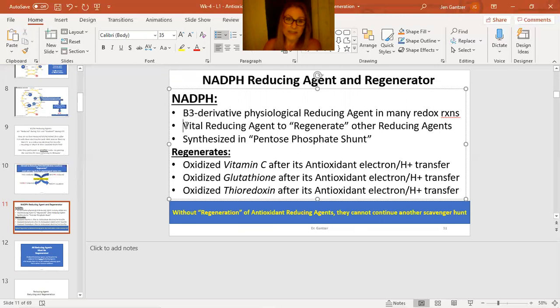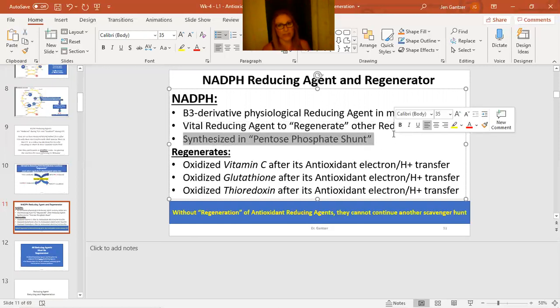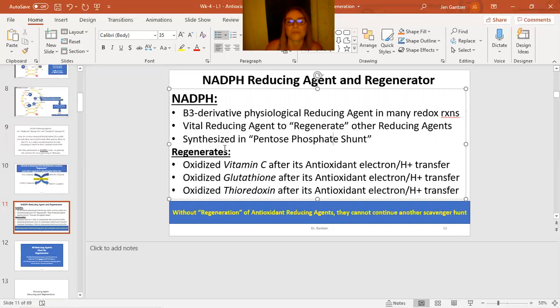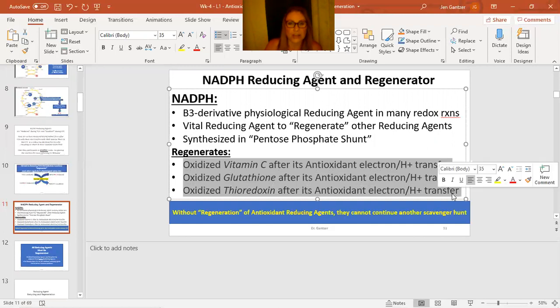Okay, we want to recognize that not only can it regenerate other reducing agents as a reducing agent, it recycles the other reducing agents by donating the hydrogen back, which then gets oxidized. The other important feature is that this is a special reaction: the NADPH is generated from the pentose phosphate shunt, or there's a couple names for it. I want you to recognize it as the pentose phosphate shunt. So we are going to start with the concept of how it's regenerating.